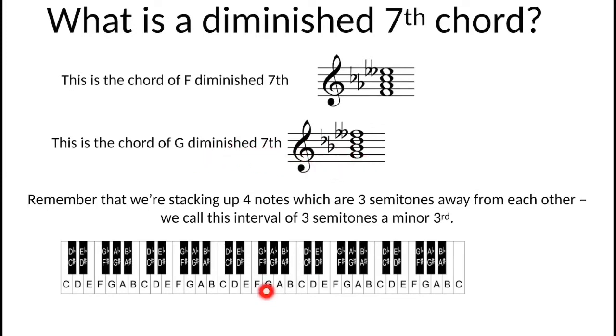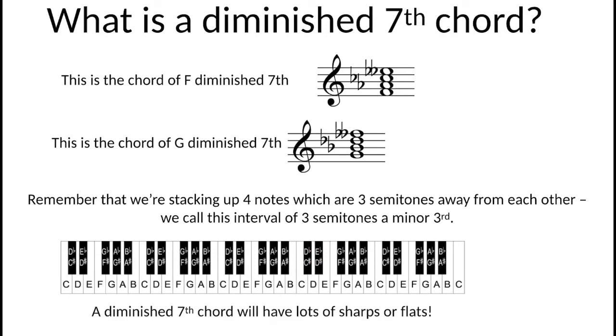G diminished 7th uses a G, a B flat, a D flat, and an F double flat, which is an E flat really. Same note anyway as an E flat. So there's the F, that would be F flat, that would be F double flat. If you look at a diminished 7th chord, it will have a lot of sharps or flats in it like this, like that.